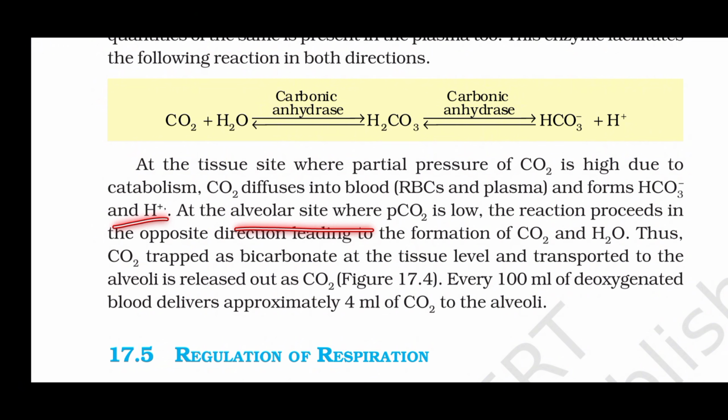At the alveolar site where PCO2 is low, the reaction proceeds in the opposite direction, leading to the formation of CO2 and H2O. Thus, CO2 trapped as bicarbonate at the tissue level and transported to the alveoli is released out as CO2. Every 100 ml of deoxygenated blood delivers approximately 4 ml of CO2 to the alveoli.